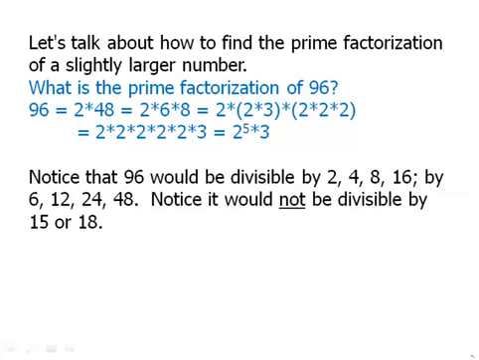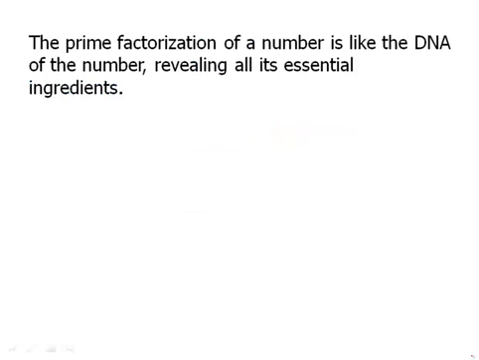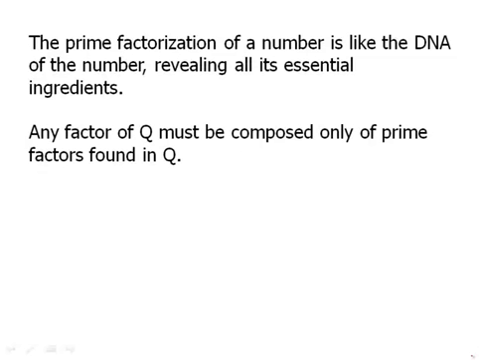So here I've just shown an example of a very important idea. One way to say it is the following. The prime factorization of a number is like the DNA of the number, revealing all its essential ingredients. Any factor of Q must be composed only of prime factors found in Q. So that's a tricky idea. We're going to talk about this for a few minutes because it's a tricky idea.